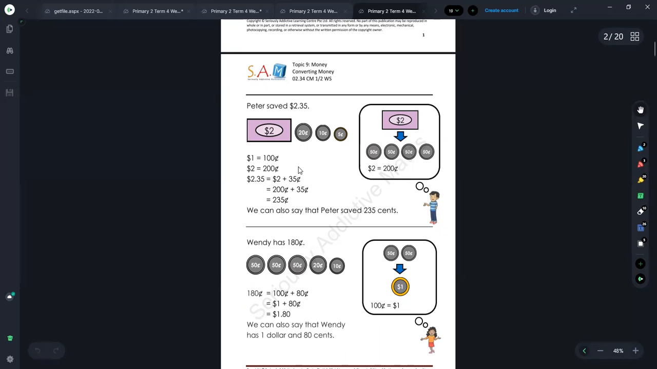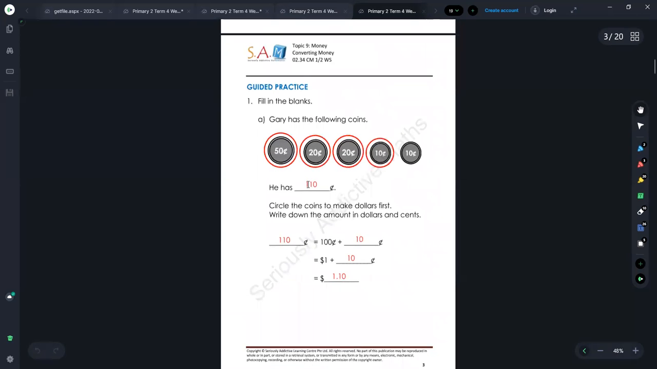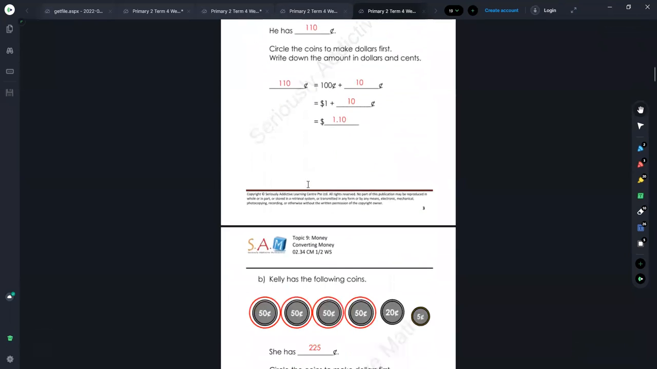Okay, so if you convert into cents, how do you convert? $1 equals 100 cents, $2 equals 200 cents, right? So you can actually tell them that this is broken up in 2 parts here, for conversion. And then you can do the guided practice with them. I think this would be good to do.